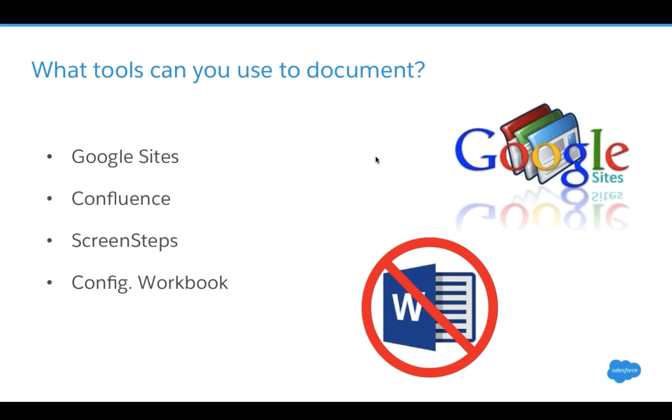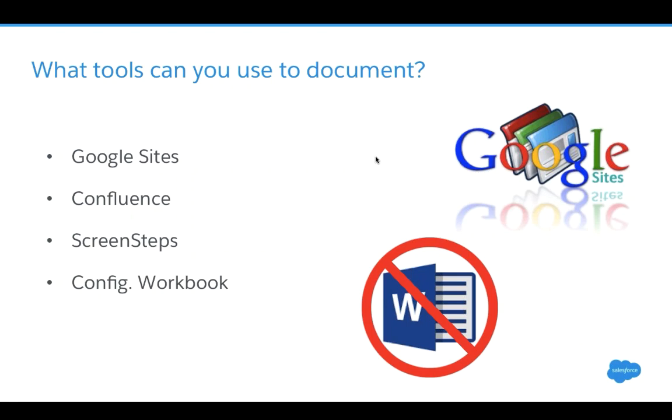So what tools can you use to document? Pretty much anything. Today we're going to show off a Google site. It is a lightweight wiki. Confluence is another wiki that's built by Atlassian. And so wikis are a great way to tie your documentation together. It's not just a stream of consciousness kind of document, not linear, if you will. Screen Steps is a great application for taking screenshots, enumerating them, you know, step 1, step 2, step 3, and then giving some directions. So I highly recommend that. And then Config Workbook, we're going to talk about a little bit. It's an AppExchange app that pulls metadata out of your Salesforce org in a spreadsheet. And then you can put that spreadsheet into Google Sites or keep it in a spreadsheet, whatever your preference.